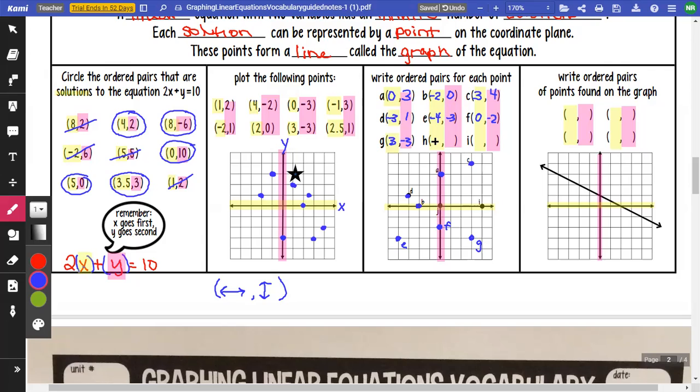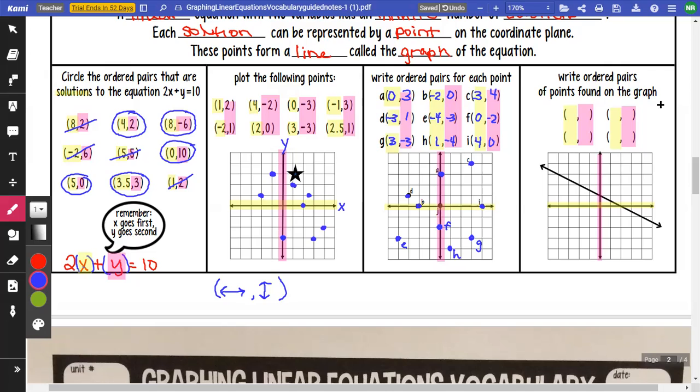Okay. H, 1, negative 4. So we go right 1, down 4. Here's H. And then I. Here's I, which is 4, 0: right 4, positive 4. We don't go up and down, so there's 0. I guess there's no J. J is the origin.